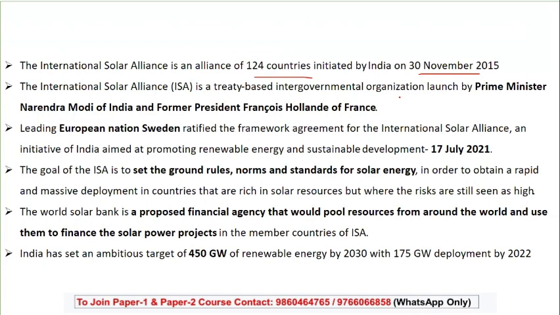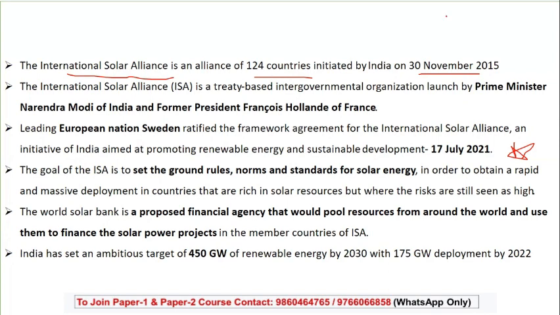The leading European nation, Sweden. This is very latest information which you have to keep in mind with respect to the International Solar Alliance, because International Solar Alliance is a part of a question. So you may definitely get any latest update. The latest update as per July 2021 is that the leading European nation, Sweden, has ratified the framework agreement for the International Solar Alliance, an initiative of India aimed at promoting renewable energy and sustainable development, on the 17th of July 2021.